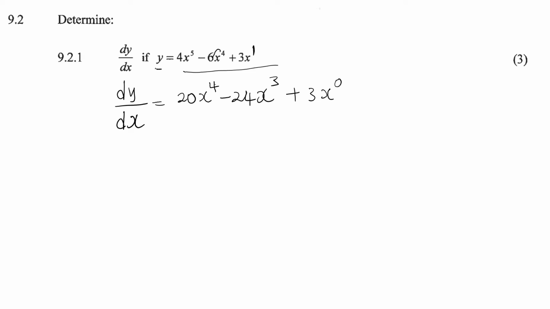And anything exponent 0 is what? Is 1. So it will be 3 times 1, which is the same as what? As 3. So that is our answer for the derivative.